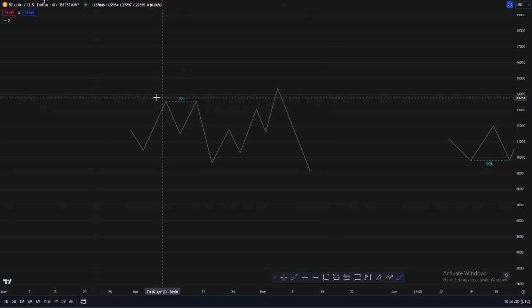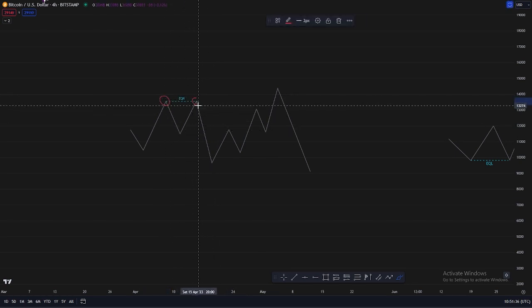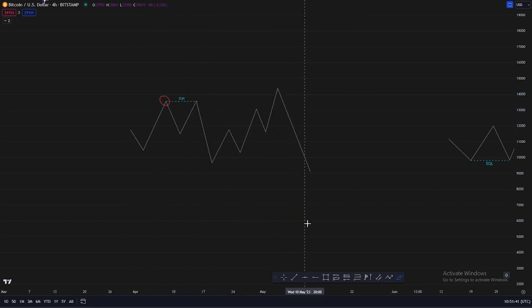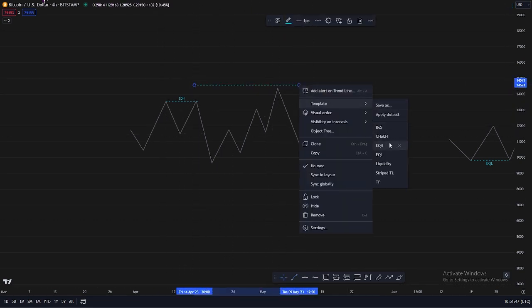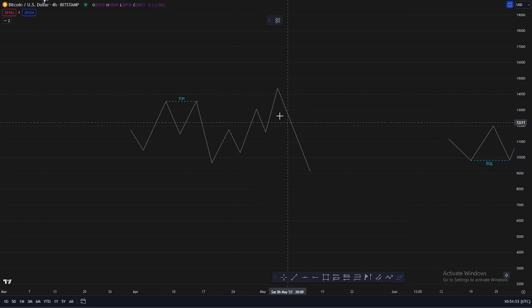So how do you identify an equal high? It's pretty simple. You look at if the top of one candle is equal to the top of the other candle, and then I would make sure you get a preset such as this, right? And then you mark that equal high through templates, and then you can look for price action to come and break through this.